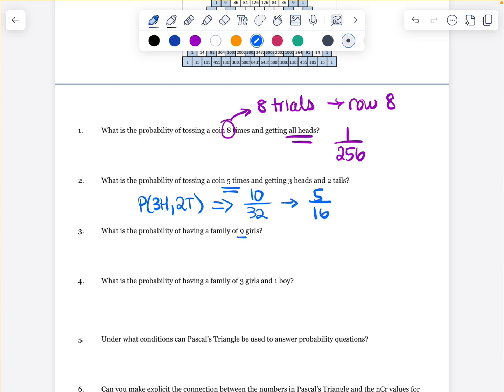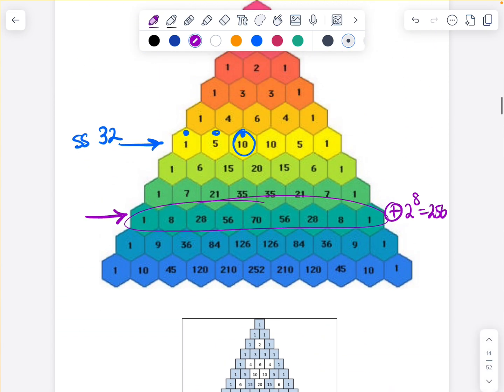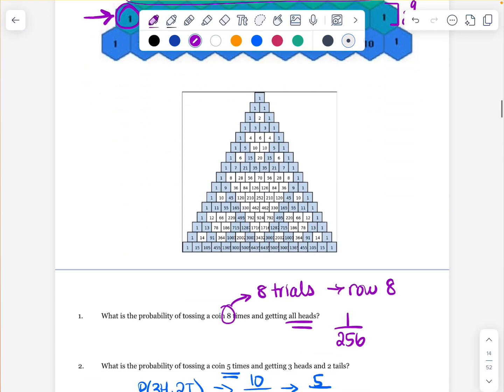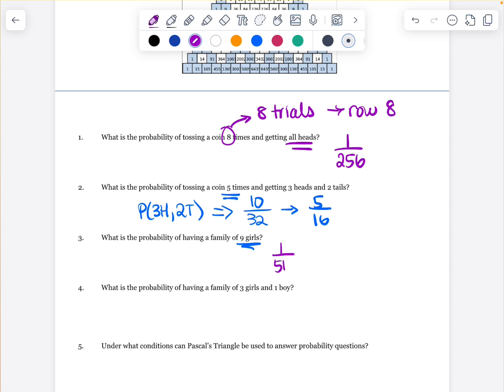Probability of having a family of 9 girls. All right, if we look at row 9, that's going to be this first number, right? 1, and then our sum, if you add up all these numbers, is 2 to the 9th, which is 512. 1 out of 512, okay? Now, by the way, if you're wondering how I know that it's going to be 2 to the 9th, well, because this is a 50-50 probability, 1/2 to the 9th power would be the same thing as 1 to the 9th over 2 to the 9th. So that's why it's 1 over this answer.